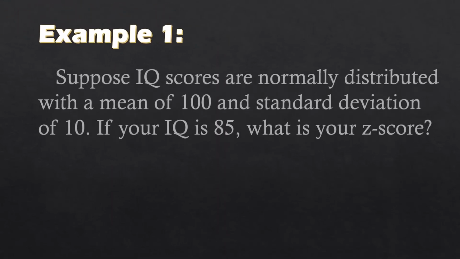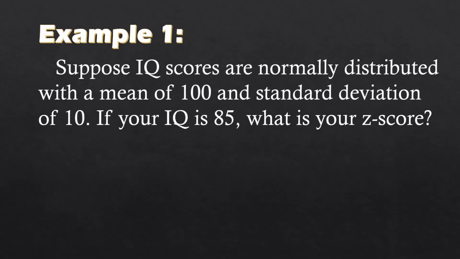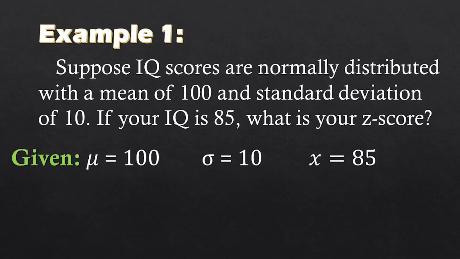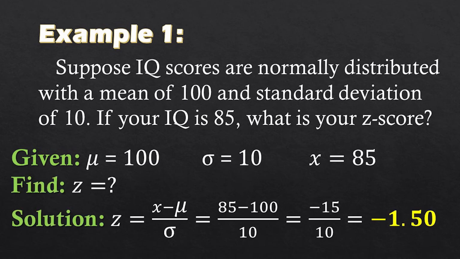Example 1. Suppose IQ scores are normally distributed with a mean of 100 and a standard deviation of 10. If your IQ is 85, what is your Z-score? We have the given values: mean equals 100, standard deviation equals 10, and X equals 85. We are going to find Z. Z equals X minus mu all over standard deviation, so 85 minus 100 all over 10. And 85 minus 100 equals negative 15.